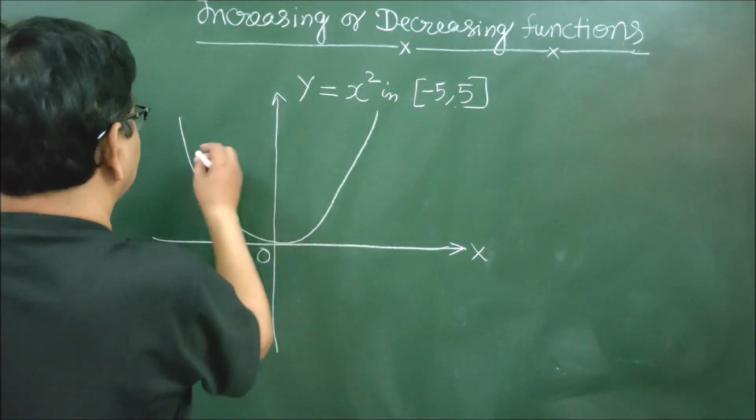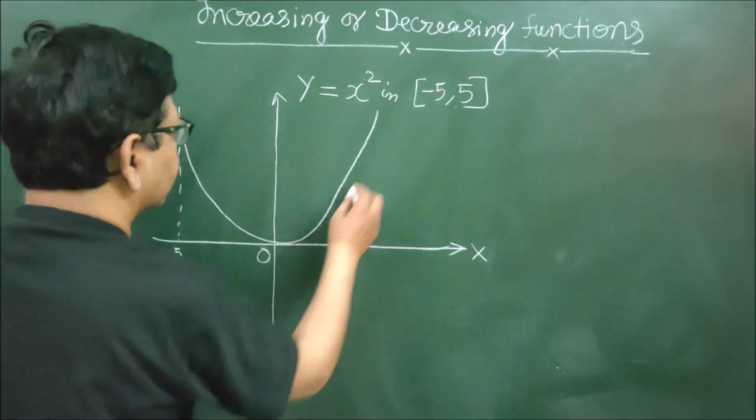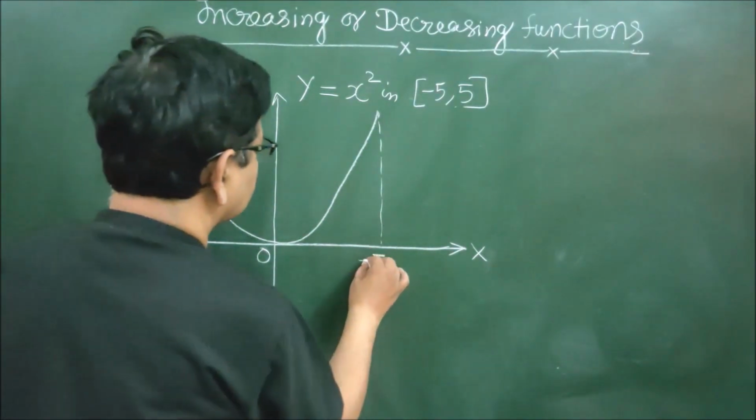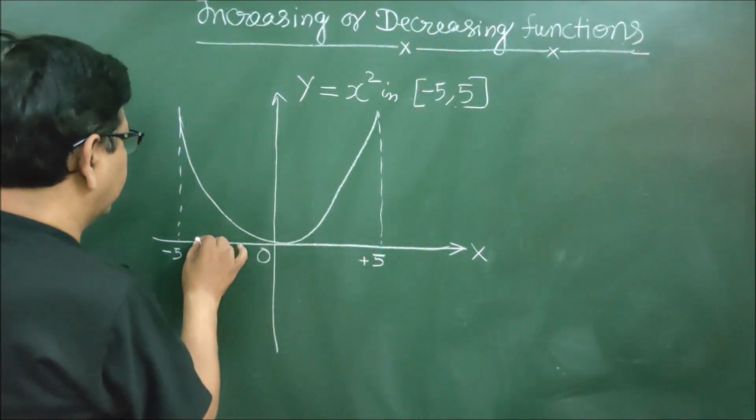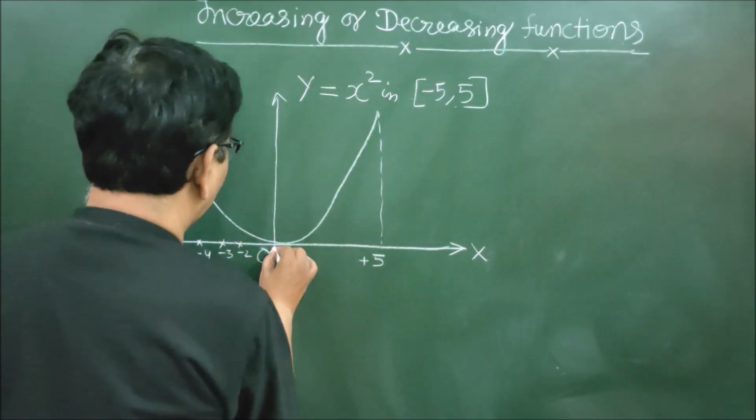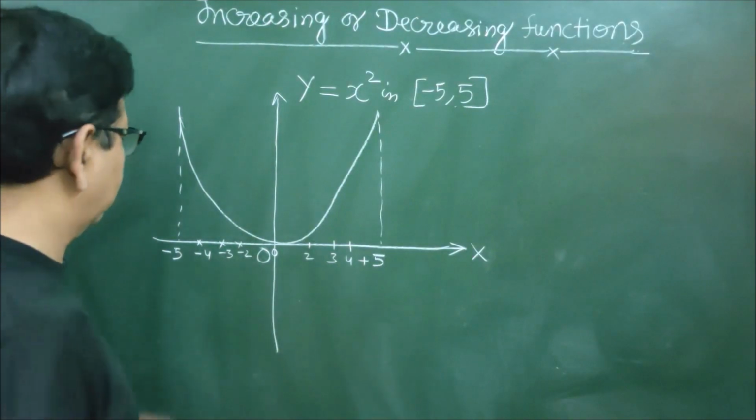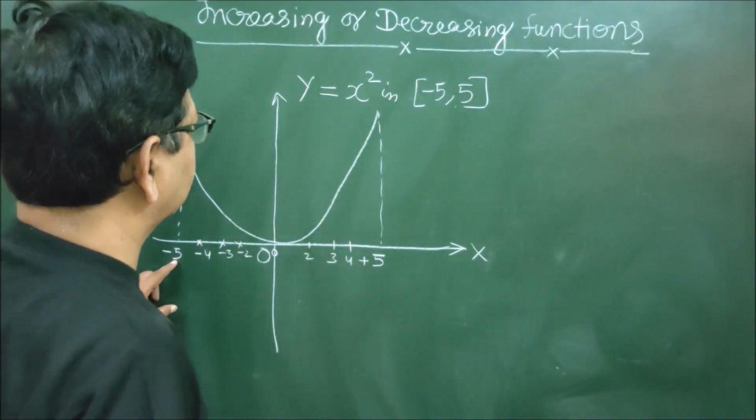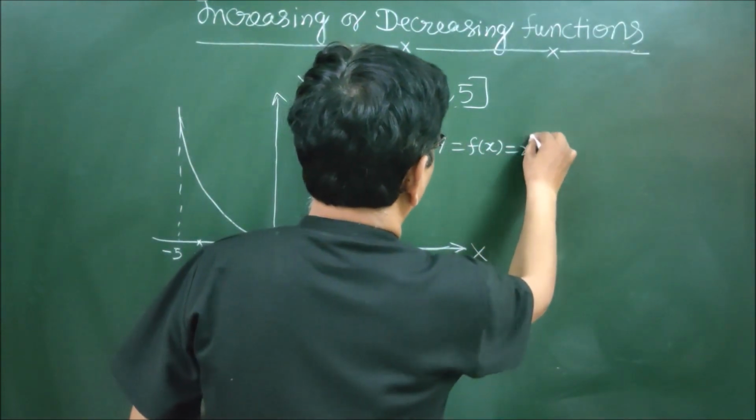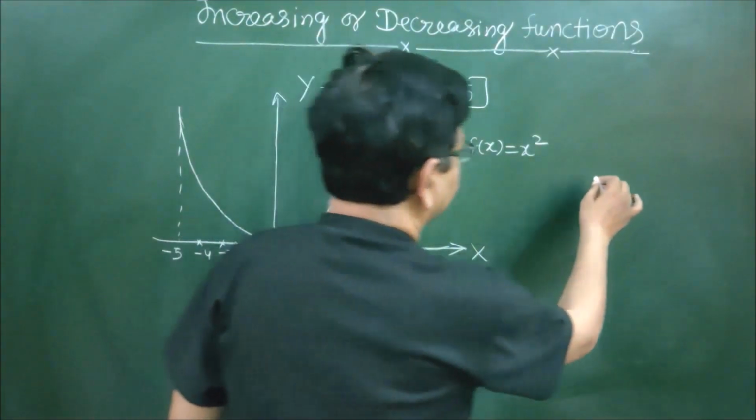Now let us consider the interval on the number line from -5 to +5. And let us consider some points here: -4, -3, -2, 0, 2, 3, 4, 5 on the other side. So let us find the value of this function y is equal to f(x) is equal to x square at various points. When x is equal to -5, so let us make the table.